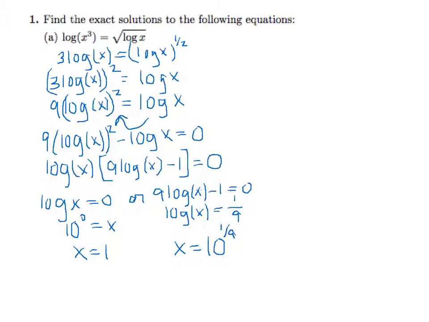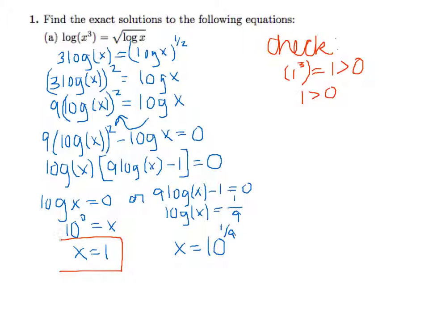So now before we can circle both of these solutions, we need to check. So we'll come over to the right side to check. So we have x equals 1, so we have 1 cubed, and that's 1, and that's greater than 0. And on the right side, it's square root of log of x, and log of 1 is greater than 0. So 1 is a solution, so we can go ahead and circle x equals 1.